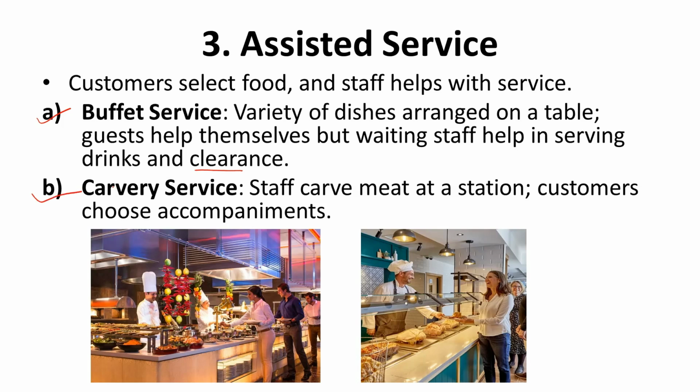Same goes with carvery. Staff carve meat at a station, customers choose accompaniments and everything. So what happens in carvery? Big joints, big pieces of meat are grilled and baked and placed, and they will slice from this meat and give it to the guest with appropriate accompaniments. Again the question is why they don't just keep sliced items. Like Russian service, it is about presentation. They want to showcase big joints of meat, and then slice from it and provide it to the customer for visual appeal.